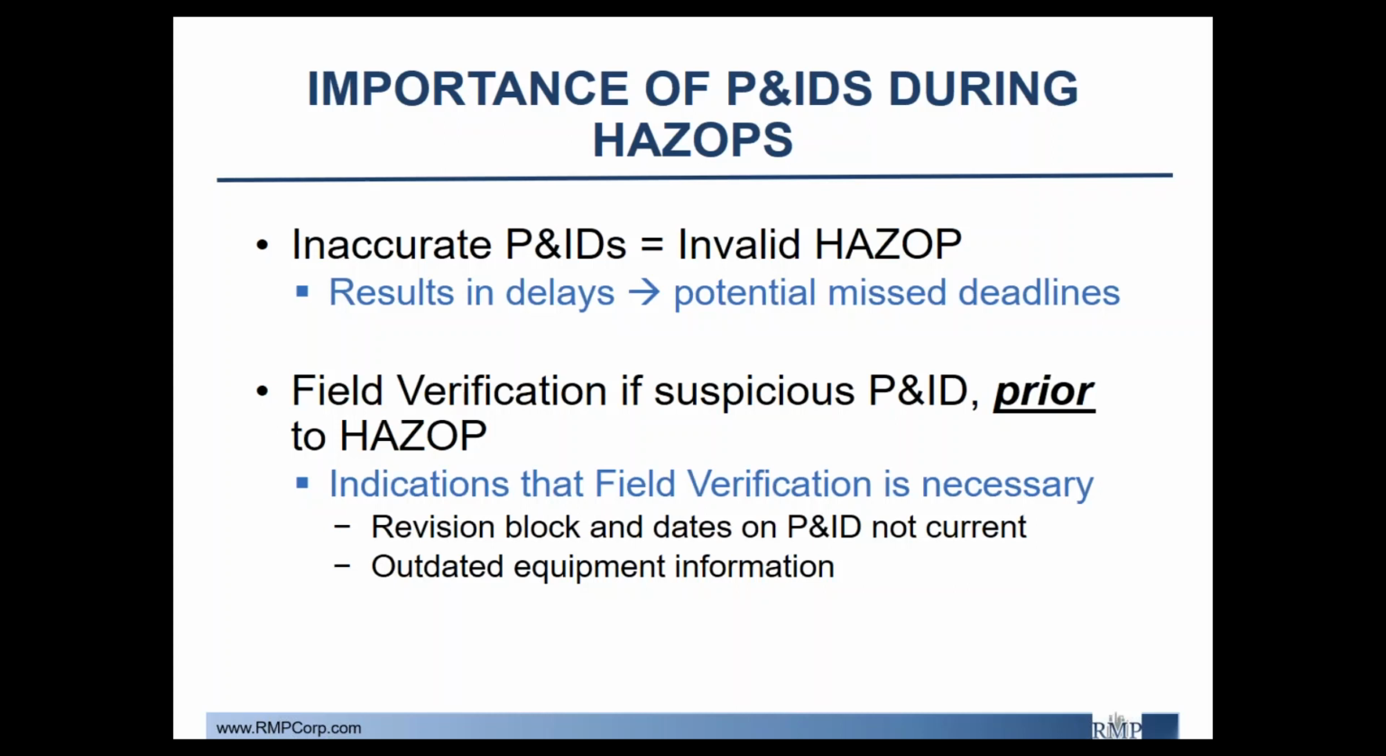Some indications that a field verification is necessary when you're looking at a P&ID is that the revision block at the bottom right of the P&ID often is outdated, or the date does not reflect anything recent. And the equipment information is also not up to date. These are things that you can probably identify internally if you know that there's been changes in the process, or any changes that have been made to equipment, such as maintenance or any add-ons. Those are the type of things that would help you identify if the P&IDs are up to date.